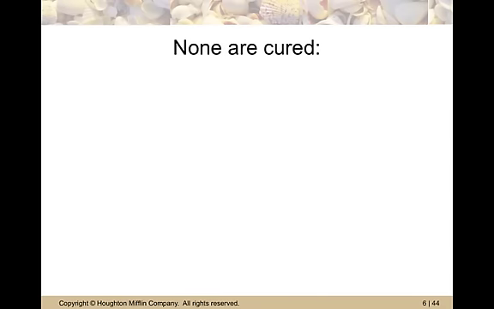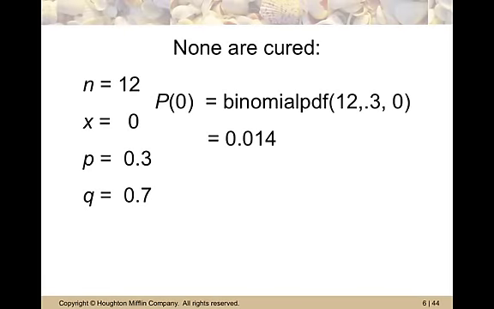None are cured. Okay, well that would be really sad. Nobody gets cured. So n is 12, x is 0, because we're not saying anybody gets cured. P is still 0.3, q is still 0.7. So we do binomial PDF, 12, 0.3, 0. So that comes out to be 0.014. So that's really unlikely, and it's 1.4%.